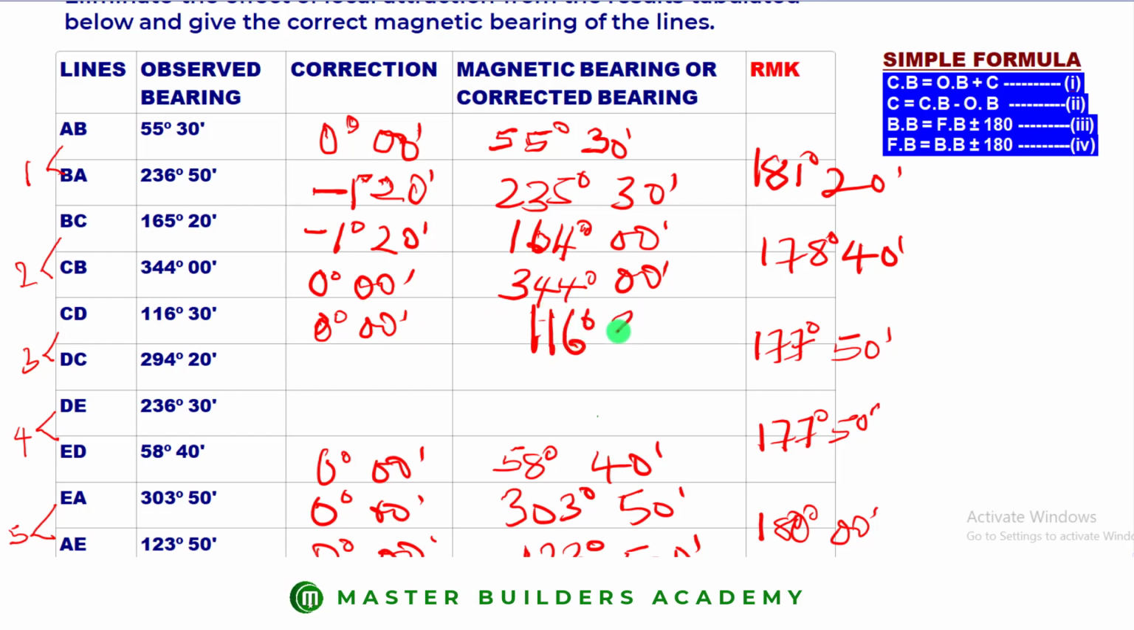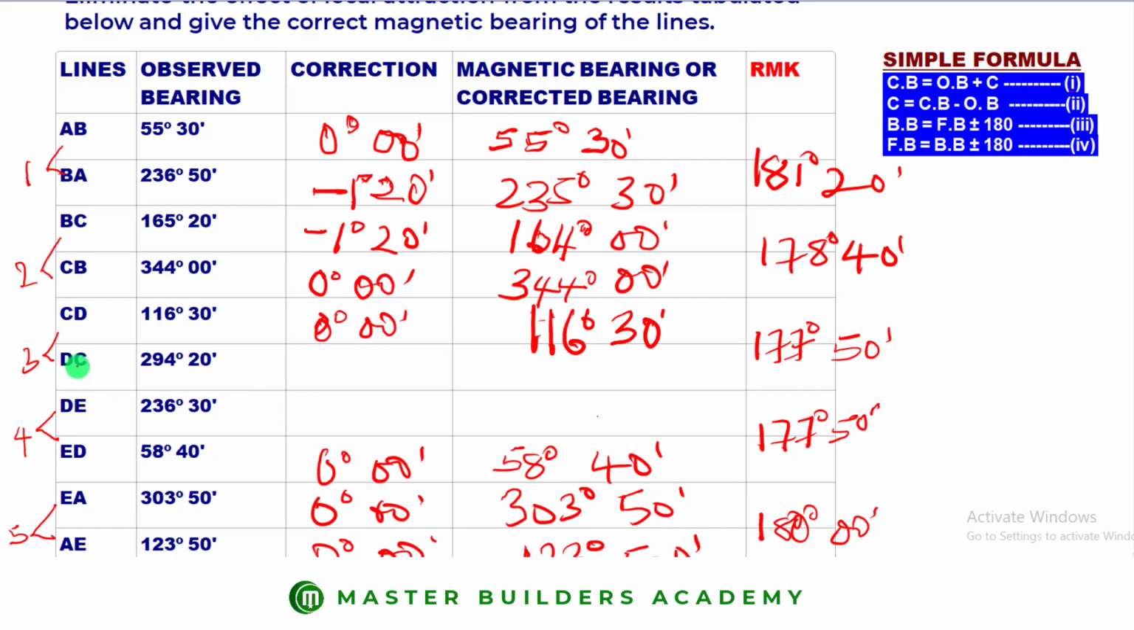116 degrees 30 minutes. All right, so now we have gotten this. Then if we move down to DC, remember for station 3 now, we already know the fore bearing, which is CD, as 116 degrees 30 minutes, right? 116 degrees 30 minutes. So what do we do now to find the back bearing?